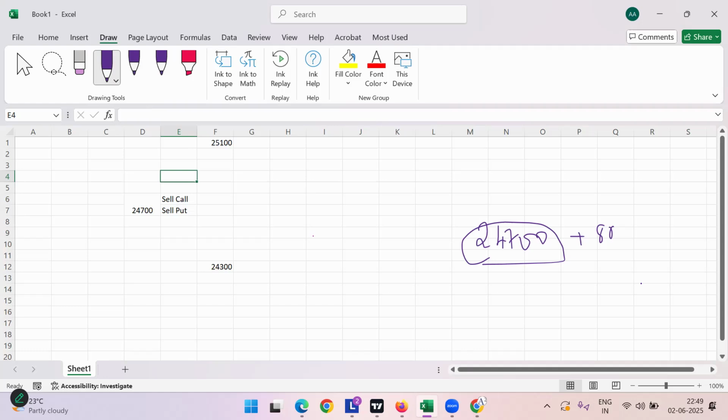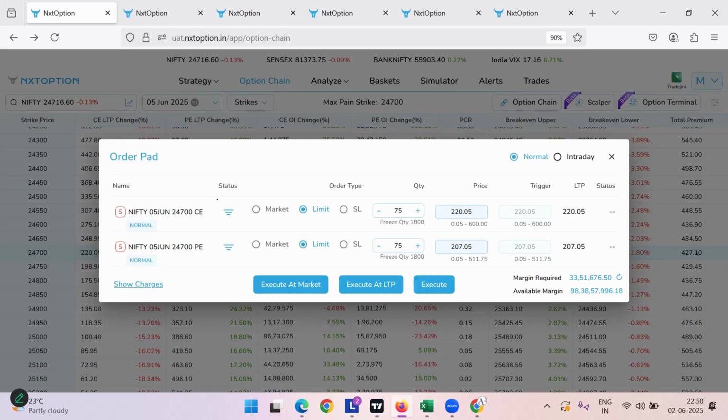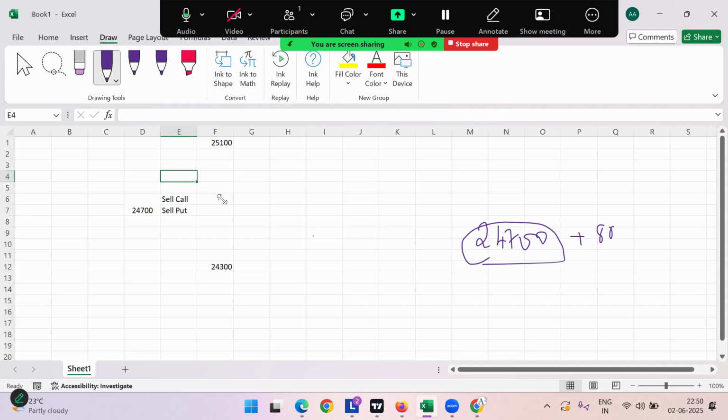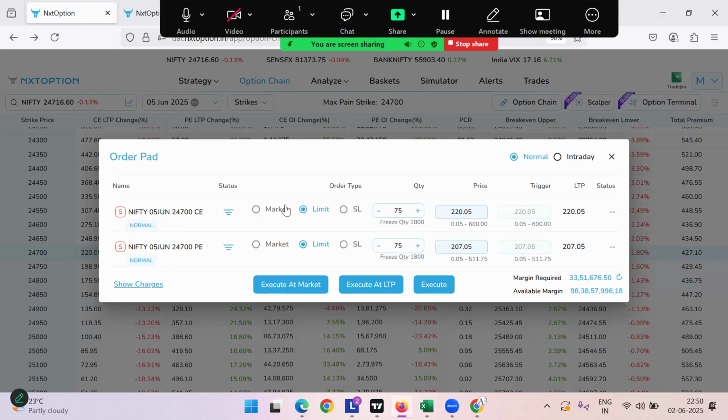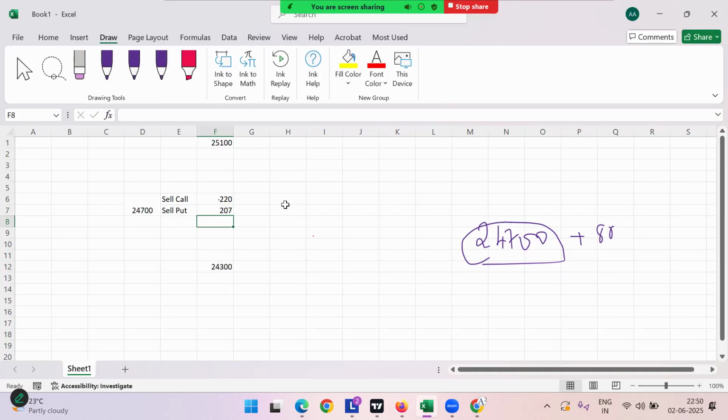But what if the market catches a trend? So there is an interesting trading strategy here, which a lot of people follow. So what we do, I sell 24,700 call at 220. Let me put the price here, 220. I sell the put at 207.